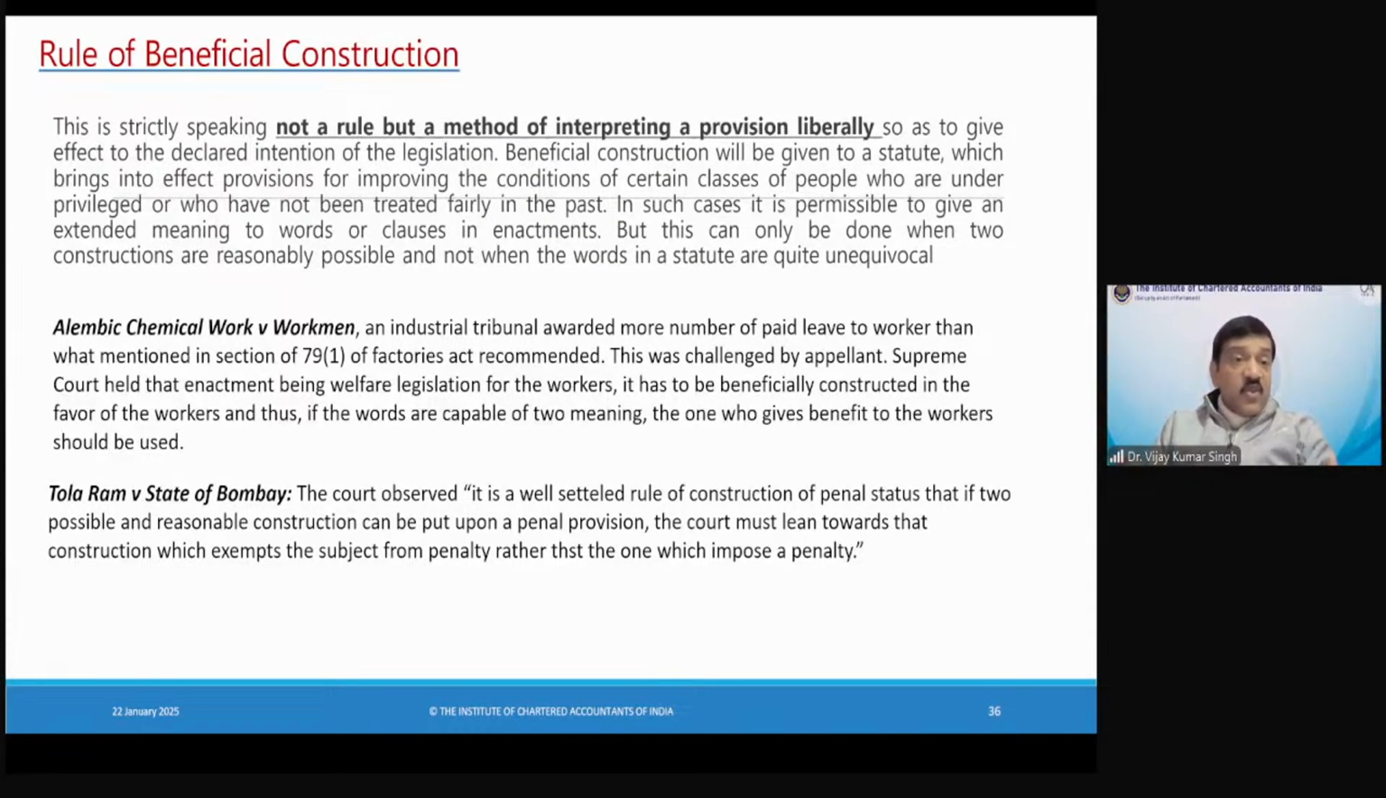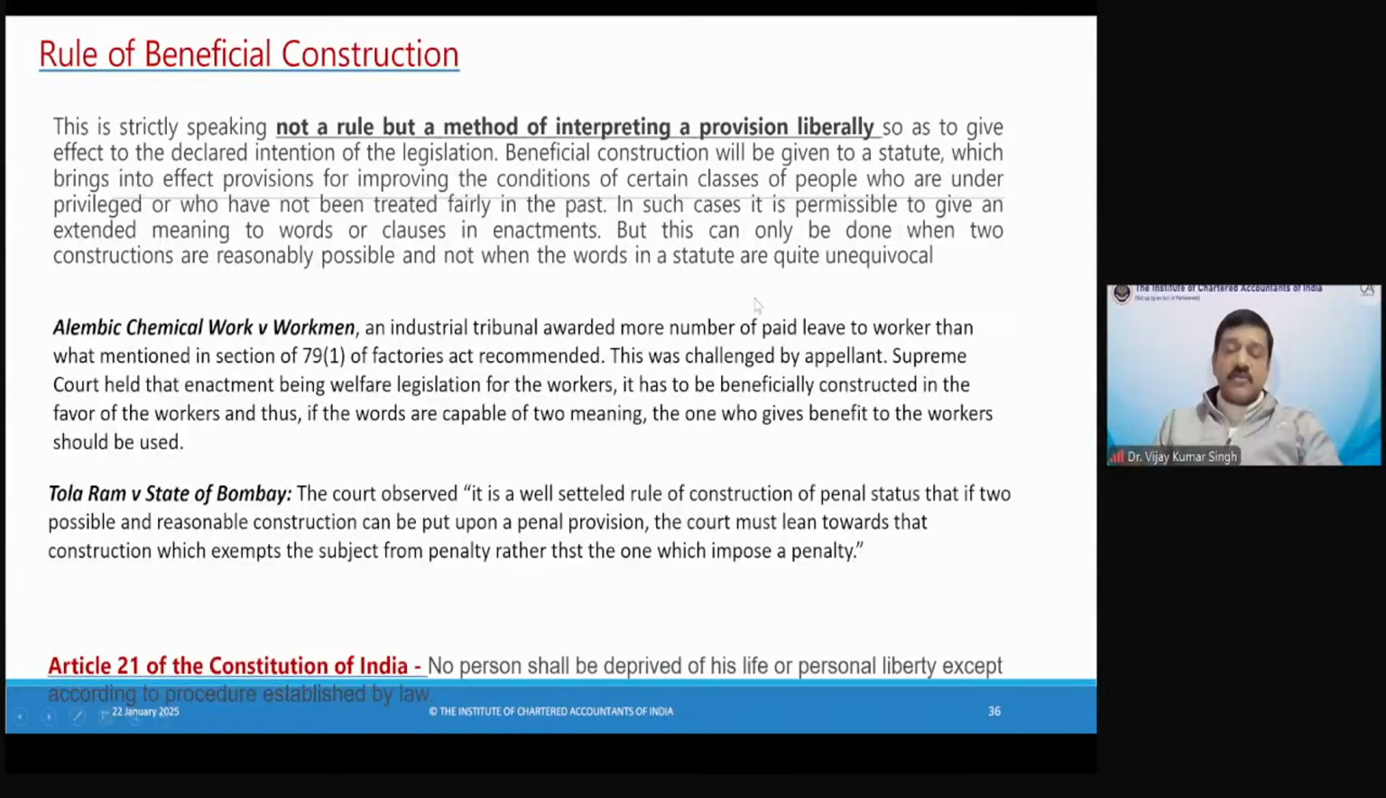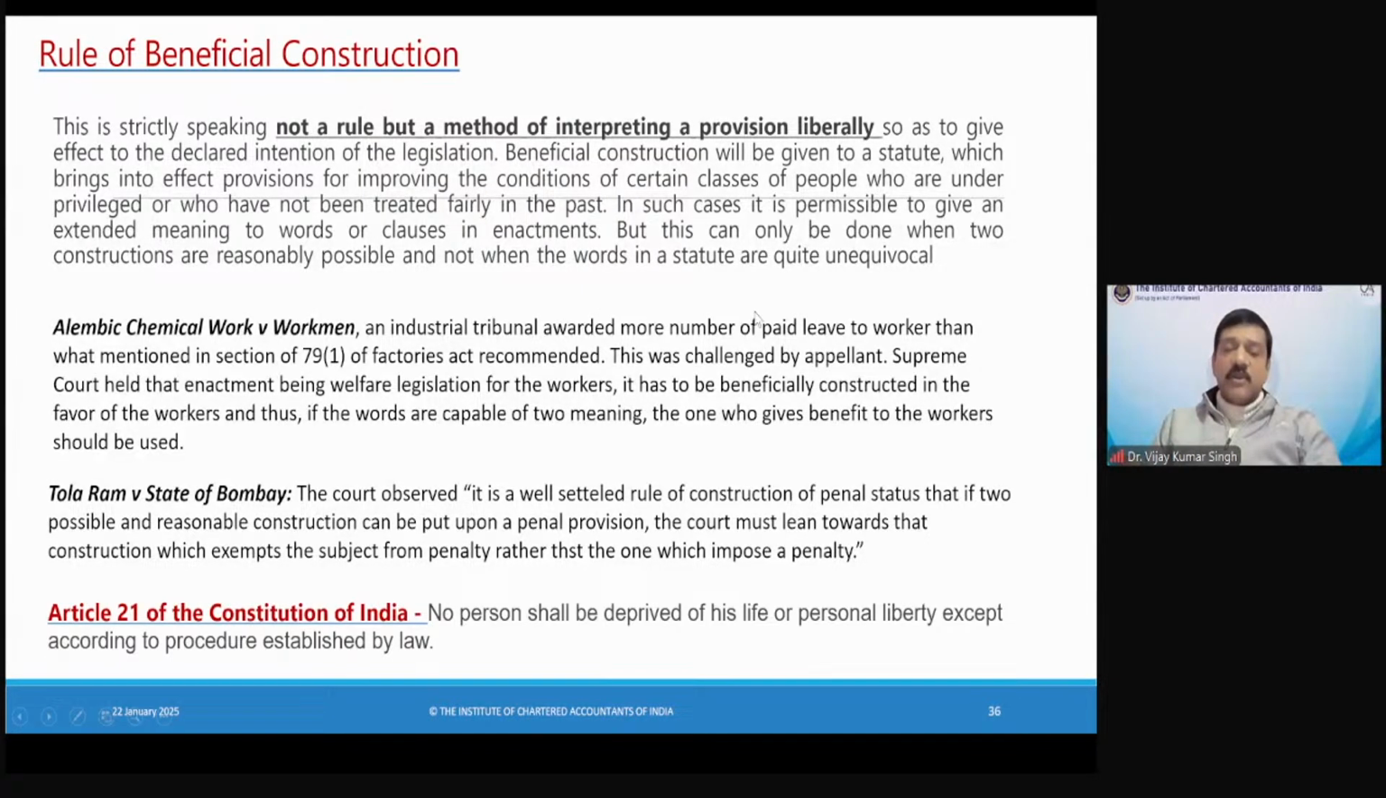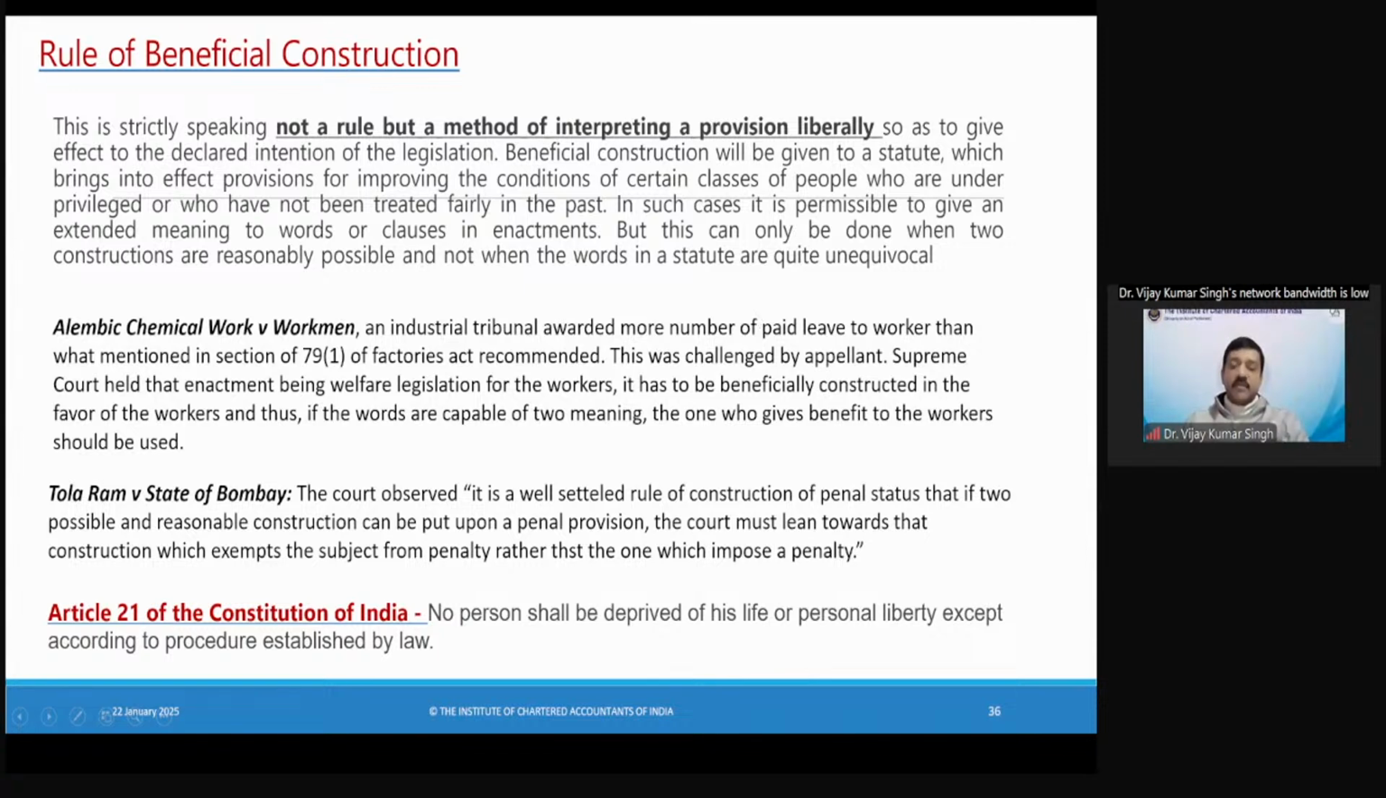So you have to see that wherever there is a beneficial construction, labor law provisions are also socially interpreted in favor of the labor.